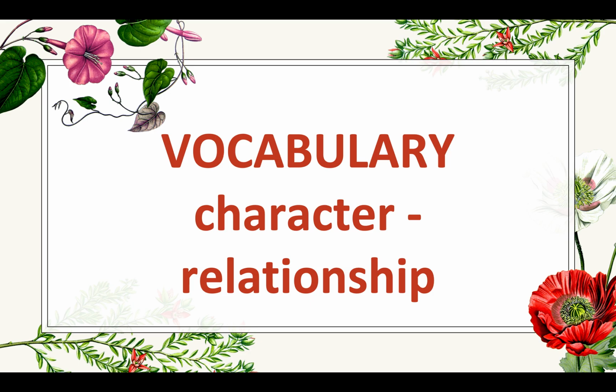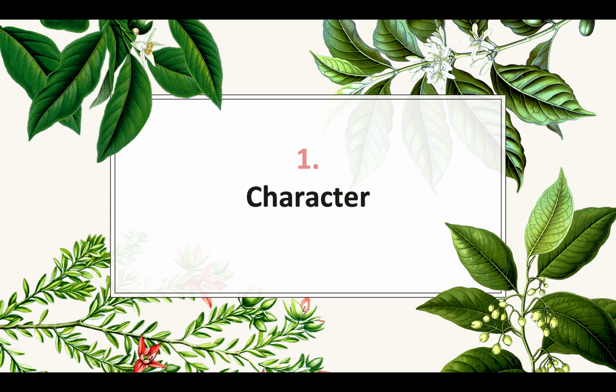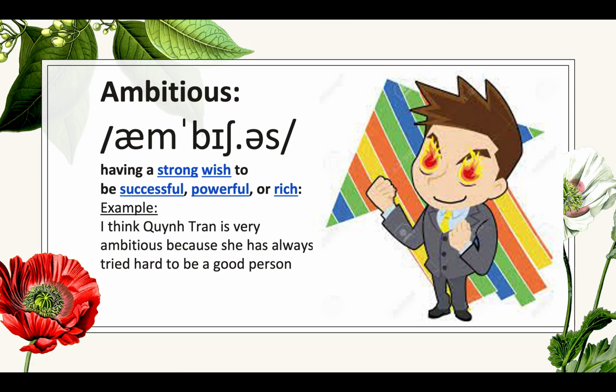Now the first one, we are going to study the vocabulary about the character and the relationship. So the first one, we are going to study about the character. So the first vocabulary is ambitious, right? This is an adjective. Ambitious means having a strong wish to be successful, powerful, or rich.